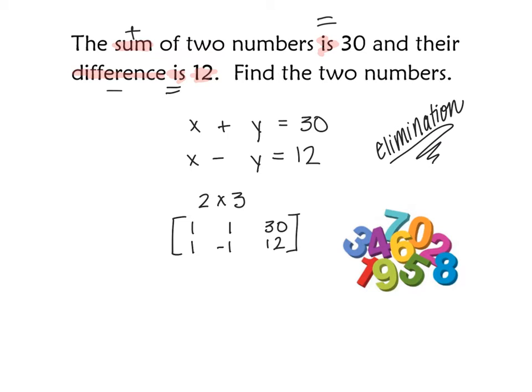Once you get this entered on your calculator, you should see this on your screen. And so again, that means that your x is 21, your y is 9, and so these two numbers are 21 and 9. So if you think back to our original problem, it says the sum of the two numbers is 30, so 21 plus 9 is 30, and their difference is 12. 21 minus 9 is 12.